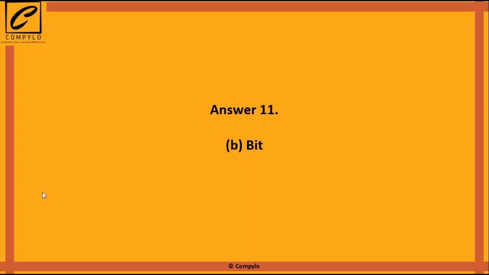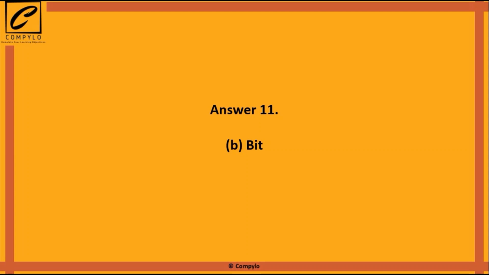Question number 11 is, which of the following options is the correct unit of measurement for network bandwidth? Option A is KB, option B is bit, option C is hertz, and option D is kilometer. The correct option is B, that is bit. Network bandwidth is measured in bits per second. Options like KB, that is kilobyte, hertz, or kilometer are incorrect as they measure storage, frequency, and distance respectively.